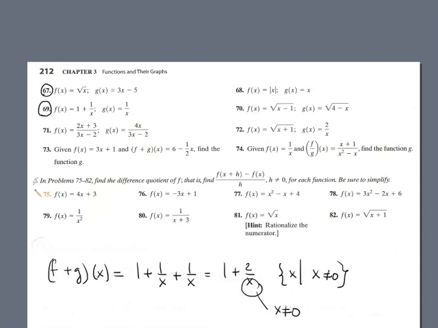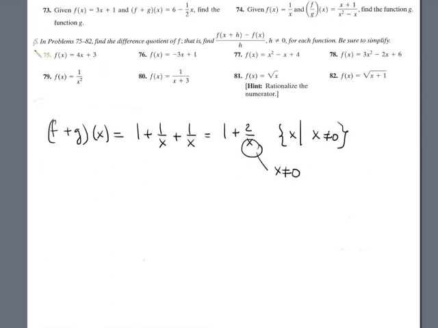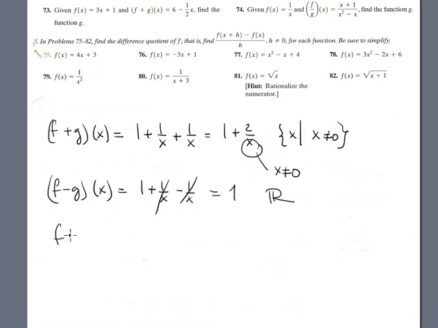Okay, now subtraction. f minus g of x is equal to 1 plus 1 over x minus 1 over x. Cancel out this and this. The answer is just 1, and the domain then is all real numbers. Now multiplication.